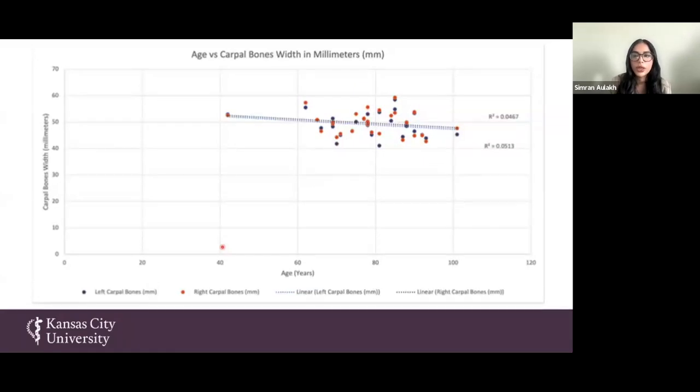Then in this figure, we are looking at the carpal bone width versus age. On the x-axis here, we have age, and on the y-axis, we have our carpal bone width. And you can see a slight downward trend, meaning as the age is increasing, the overall carpal bone width decreases just a bit. It's not dramatic, but it's there. And both of these trends highlight how wrist structure changes over time, which is important when we're thinking about the long-term risk and anatomy-based variations.